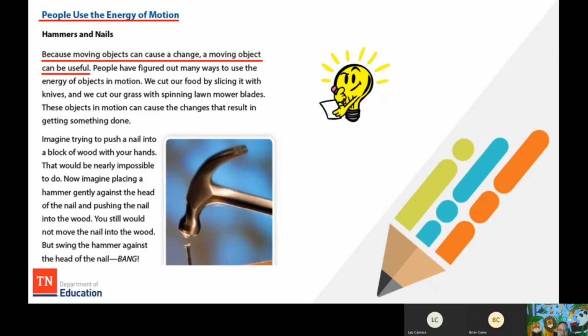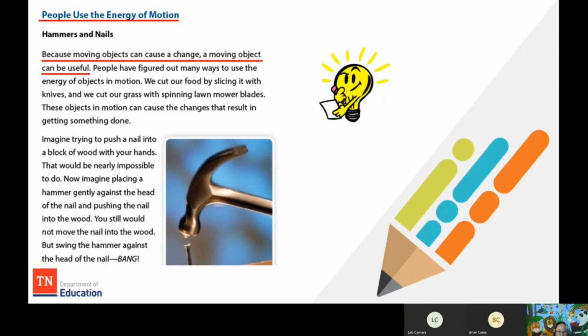Imagine trying to push a nail into a block of wood with your hands. I don't know if you ever have tried that, but the nail head is very, very small, and my thumb is not strong enough to push a nail into a piece of wood. I could push a nail, but not on its head to actually go into anything. That would be nearly impossible to do. Now, imagine placing a hammer gently against the head of the nail and pushing the nail into the wood. You still would not move the nail into the wood. So if you've ever tried to tap, tap, tap, you just place it right there and push it, nothing's going to happen. You might get a little bit frustrated that nothing's happening.